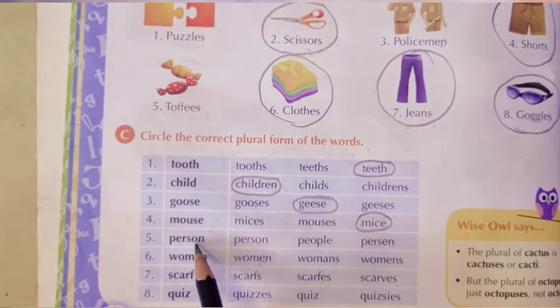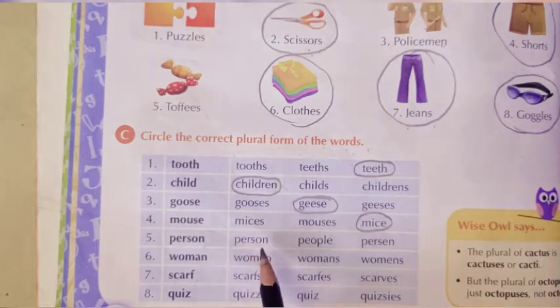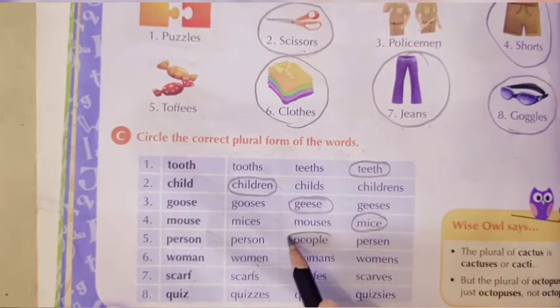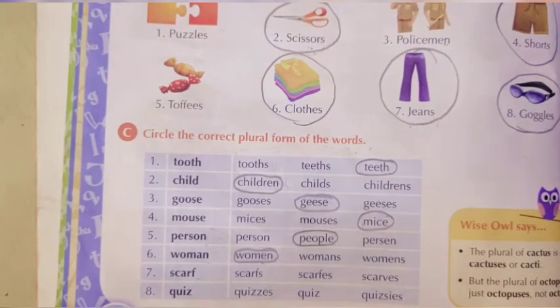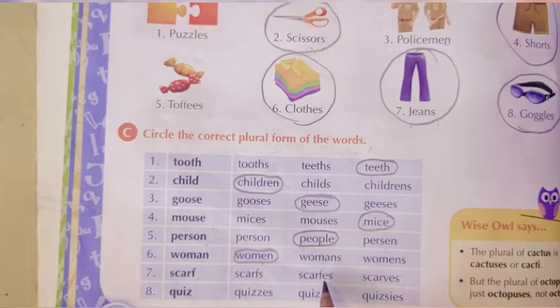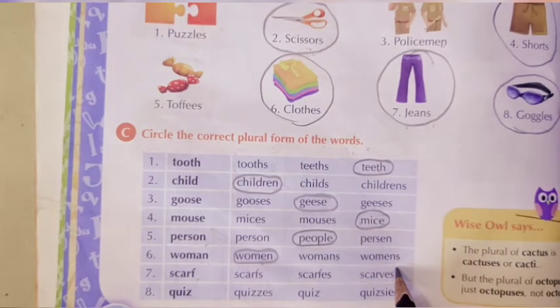Okay. The next, person. Person, people, person. Which is the correct plural form? People. Okay. The next, woman. What is the correct plural form of woman? Do you know? Women, women's, women's. The correct answer is women. Okay. The next, scarf. Scarves, scarves, scarves. This one, scarves.